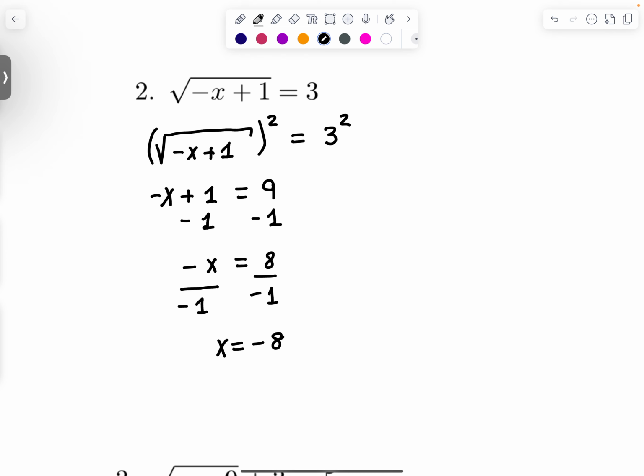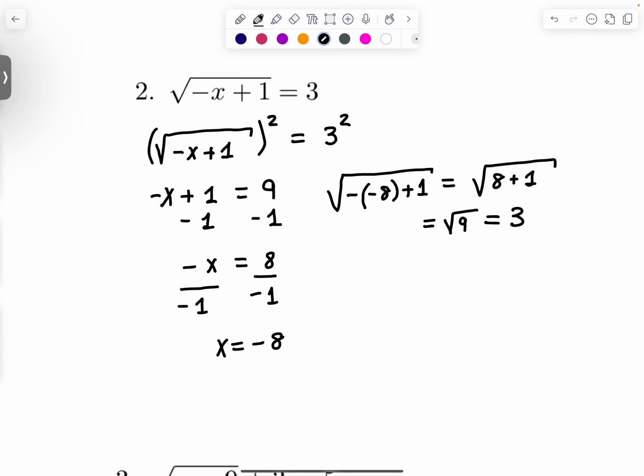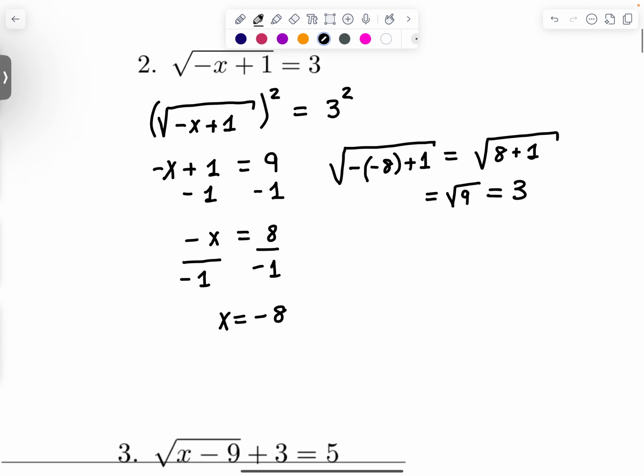Now again, I want to test the solution to make sure it works. So going back to my original equation, I plug in negative 8. Now remember, x equals negative 8, and I have a negative x in the radical. So this is going to become negative negative 8 plus 1. A negative of a negative gives me a positive, so I have 8 plus 1 equals square root 9, which gives me 3, which was the original value. So this is a solution.